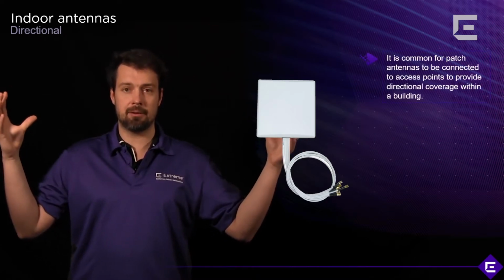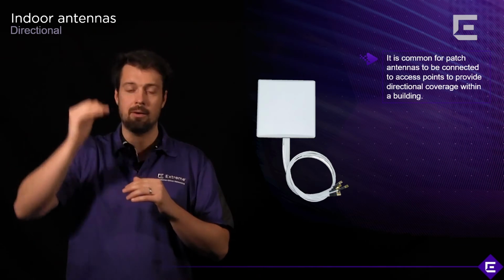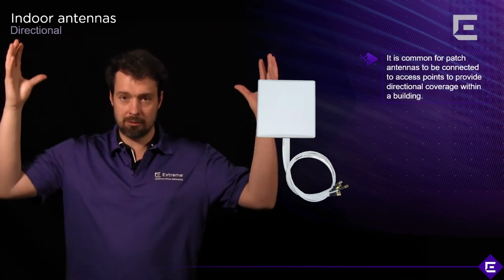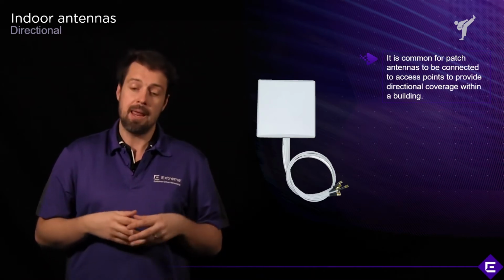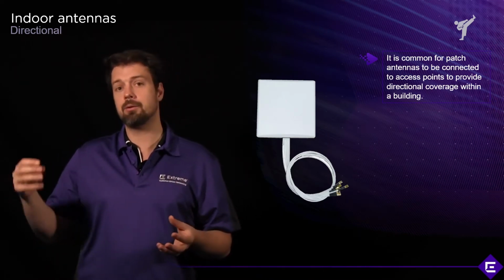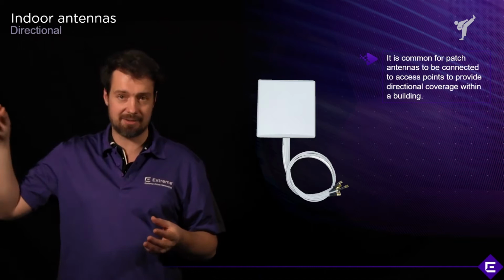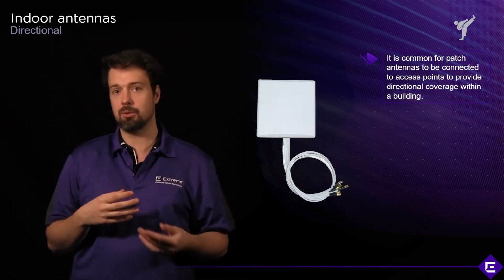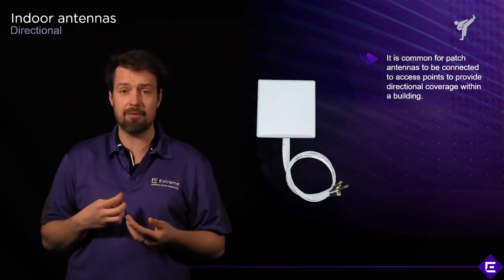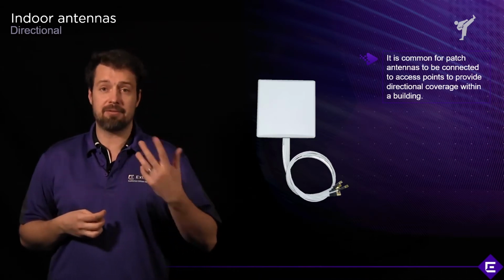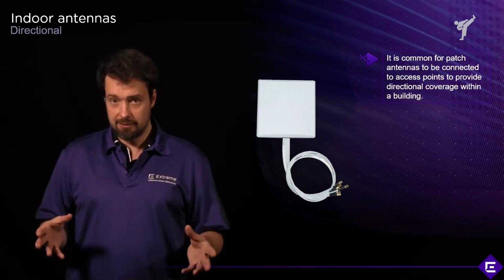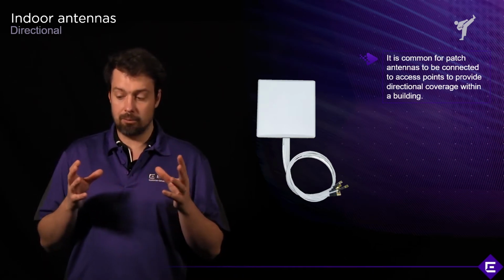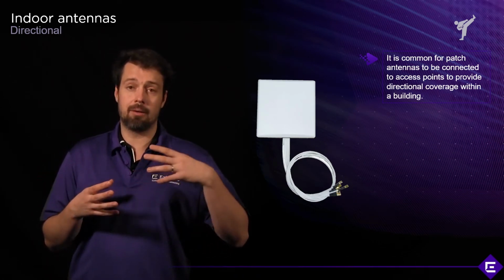You don't want that signal to be lost either by going up into the ceiling or going left and right too much. You want to direct that signal in a certain direction. That's when we use directional antennas. And to use directional antennas, you'll need to couple them with one of the access points with an X next to their name. So AP122X, AP245X, or AP510CX.